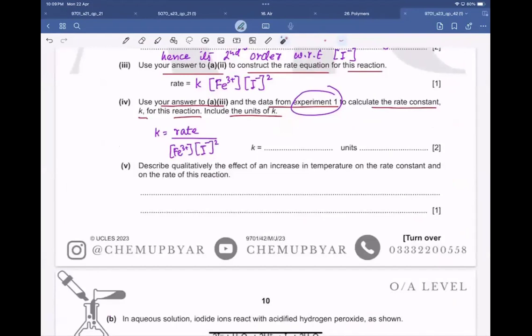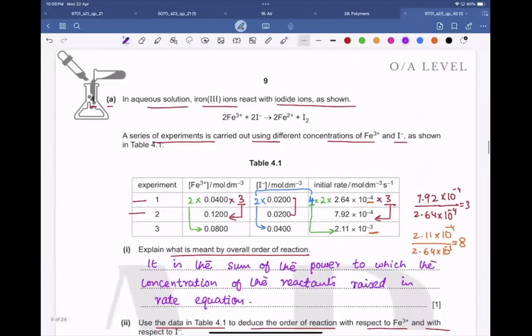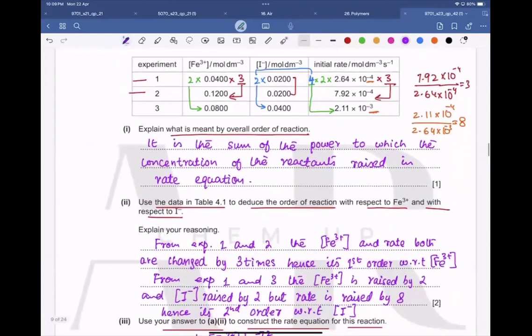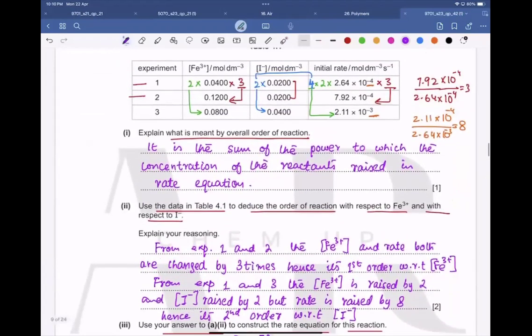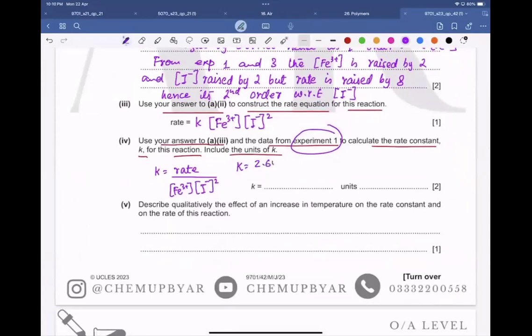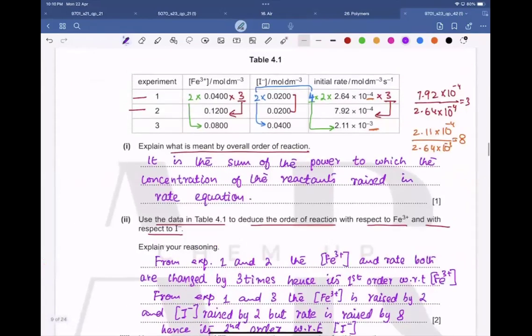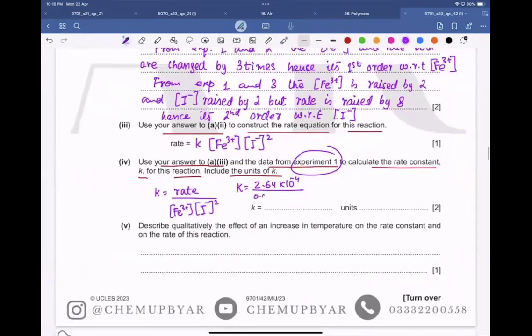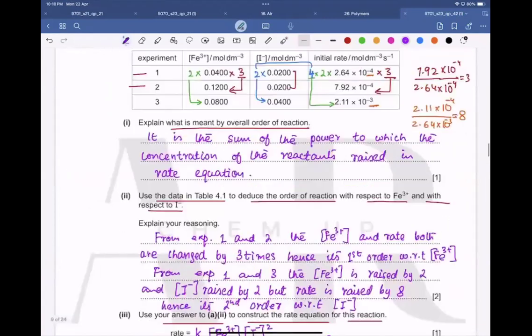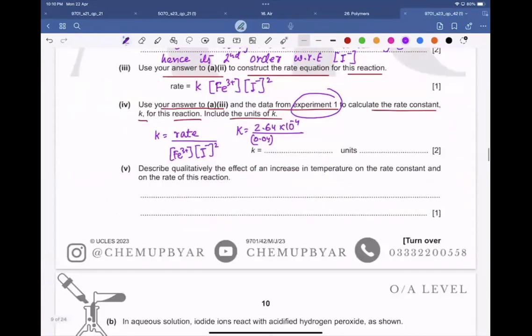Okay, so now we need to put the values over here. k is equal to, for first order, the rate 2.64 times 10 to the minus 4, divided by the concentration of iron, which is 0.04, times the concentration of iodide, which is 0.02, squared. So can anyone calculate and tell me the answer?